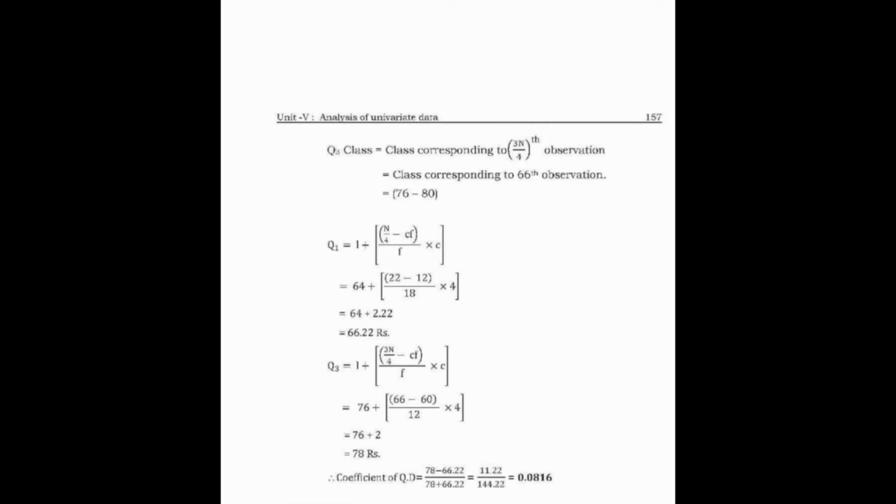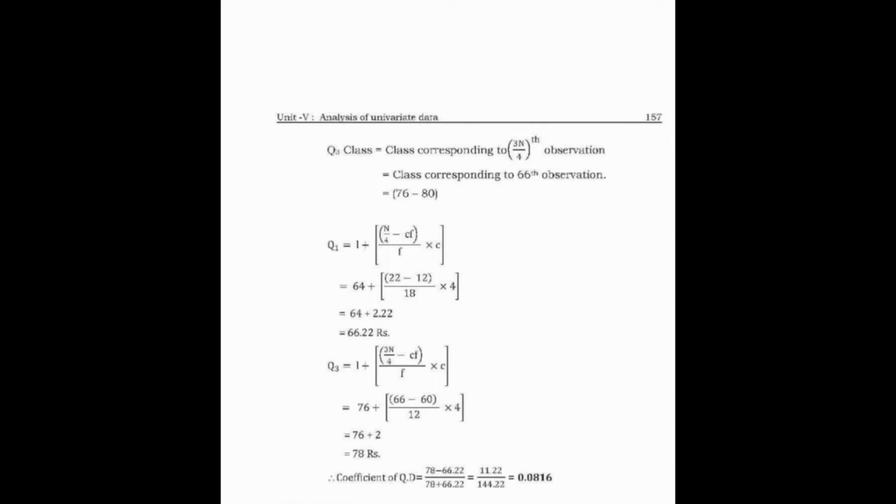The same way, Q3 is equal to L plus (3n by 4 minus CF) divided by F into C. Before substituting in Q3, you have to calculate the Q3 class, that is 3n by 4. 3 into n, which is 88, so 3 into 88 divided by 4, that is 66.